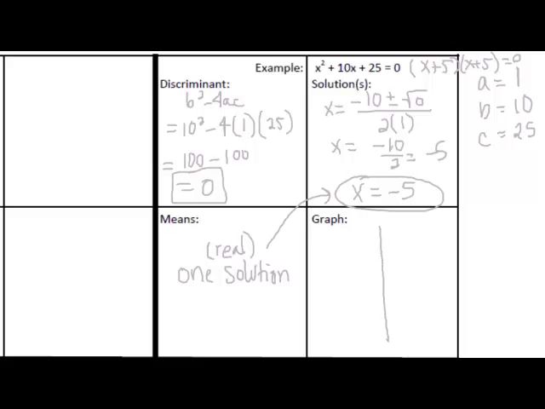So on a graph, again, our x value is where we are crossing the x-axis. So if we go to negative 5, we only have one real solution, so we only have one point where the graph crosses the x-axis. So this is going to be a parabola that sits on the x-axis. And again, we can see our one real solution as that vertex sitting on the x-axis.